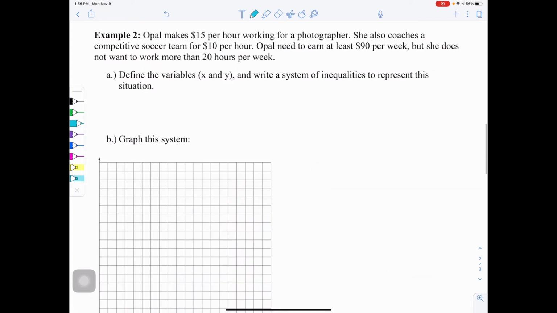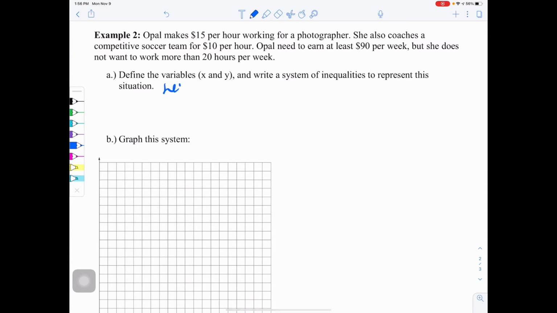Now moving on to example 2. Opal makes $15 an hour working for a photographer. She also coaches a competitive soccer team for $10 per hour. Opal needs to earn at least $90 per week, but she does not want to work more than 20 hours per week. So in part A, they would like us to define the variables X and Y and write a system of inequalities to represent this situation.